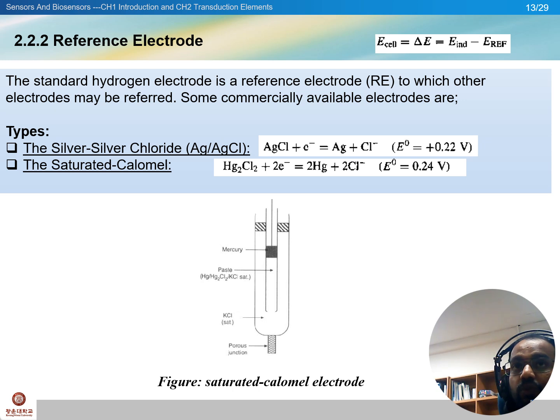Now the reference electrode. The standard hydrogen electrode is a reference electrode to which other electrodes may be referred. Some commercially available electrodes are the silver chloride electrode, silver, and also the saturated calomel electrode. They are the two commercially available electrodes and they are easy for the chemical reaction.